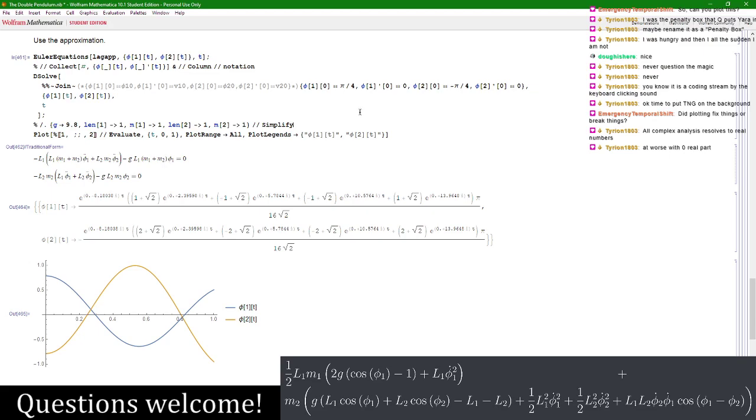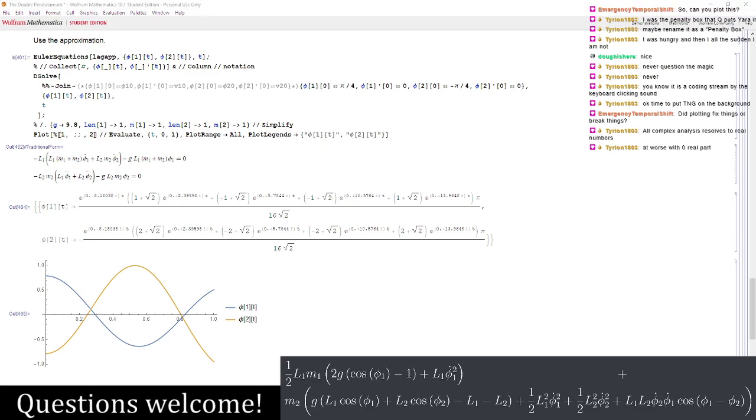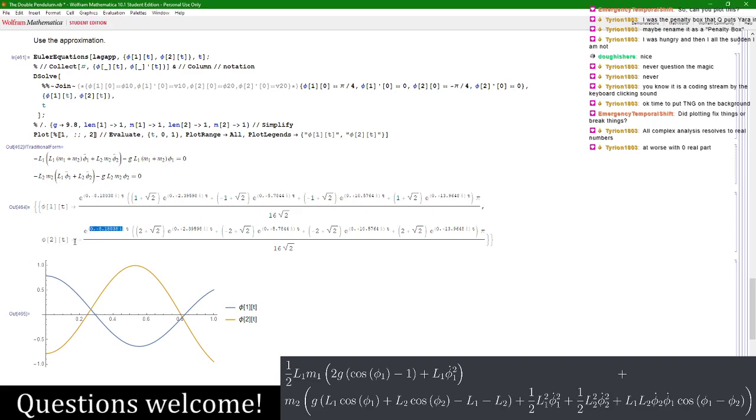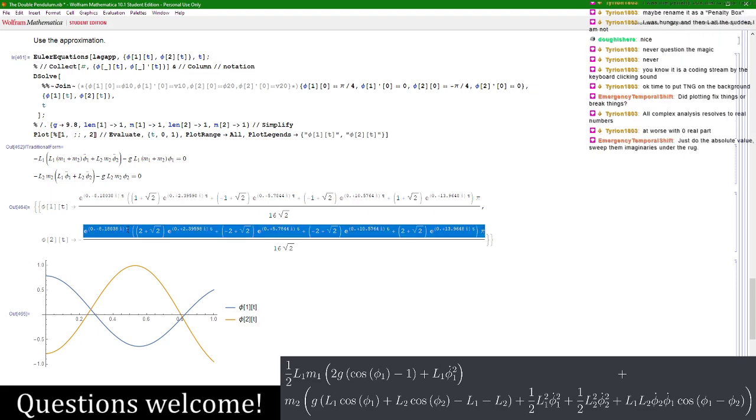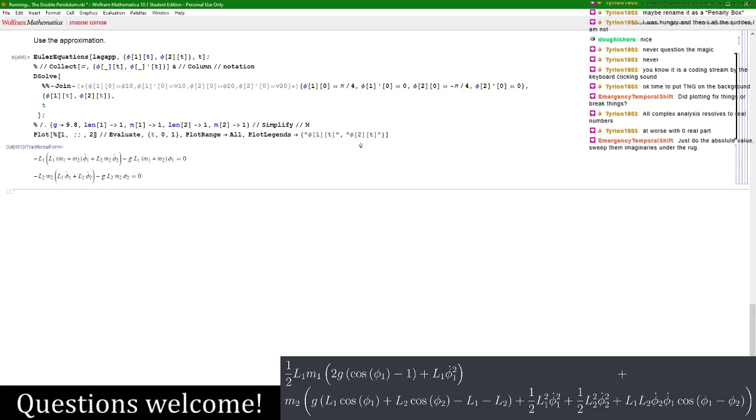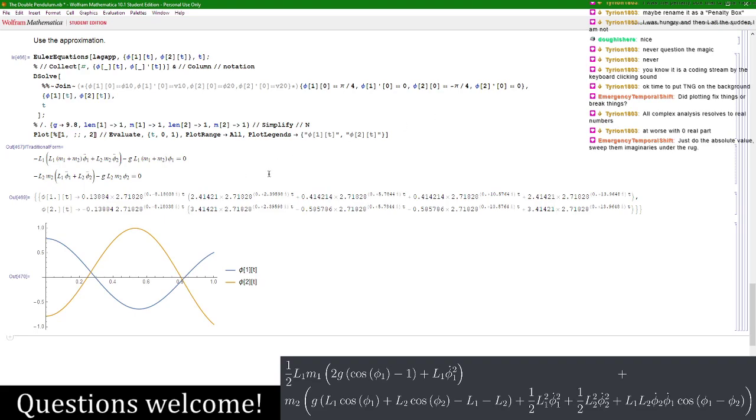But I think it's, well, okay, let's see. Plotting fix things, Tyrion, all complex analysis resolves to real numbers. That statement makes me uncomfortable. At worst, with zero real part, right? Yeah, so they all have zero real parts. I mean, what we can do is also say, hey, give us numbers. Oh, it made E interesting.